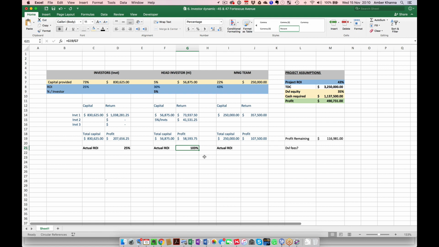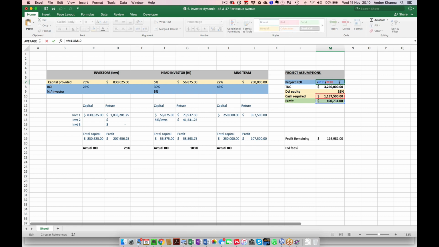I see that, but what is the return on equity on your project? The return on equity on the project that I have at the moment is 43%. So if you go to the right hand side, you've got project assumptions, and you've got 43% TDC development equity.